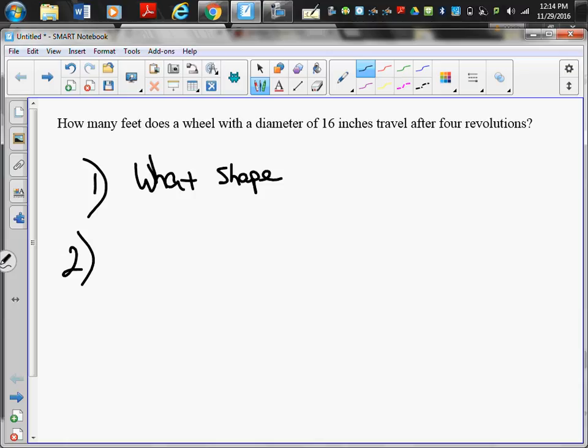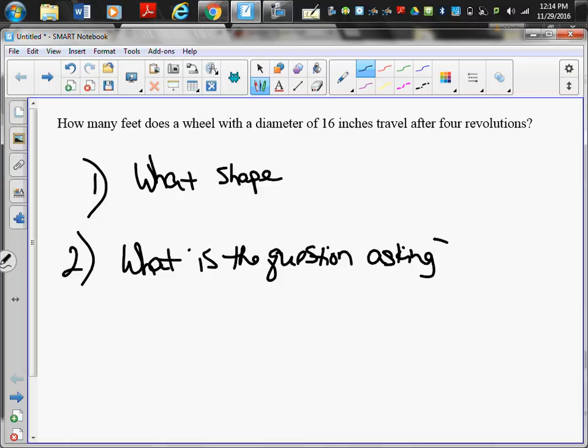Second, what is the question asking? Third question that it's asking is what formula? Alright, so we start with these 3 questions every time we have a word problem.